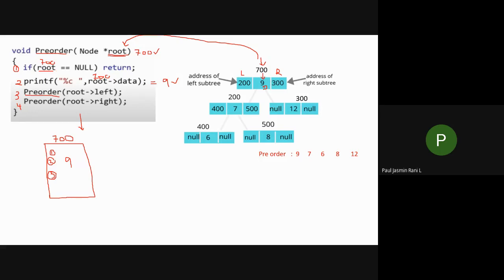So I am calling pre-order of root of left. Once I execute this third statement, I am going to call this function again, isn't it? So what value am I passing over here? Root of left. What is the value present in the root of left? The root value is 700, isn't it? So 700 of left is 200. So when I execute this statement, 200 is passed inside as an argument.